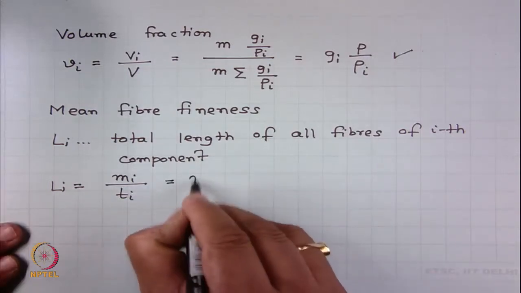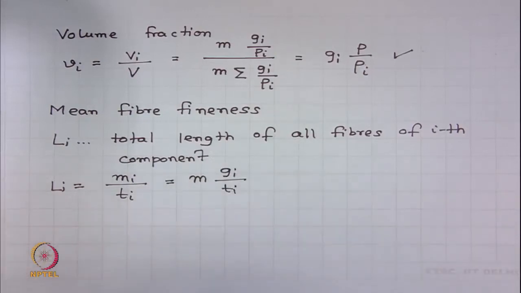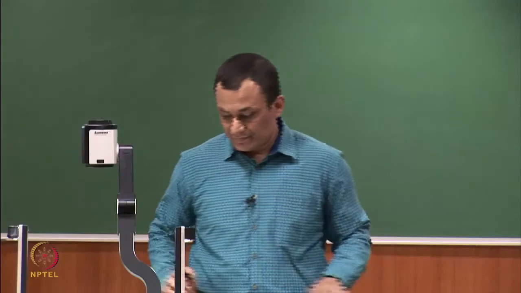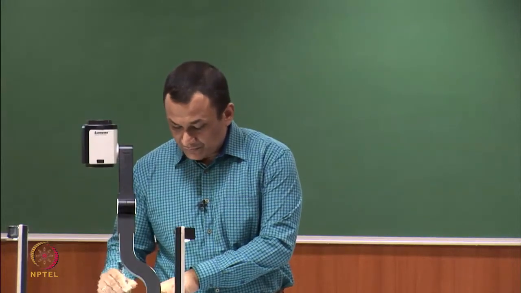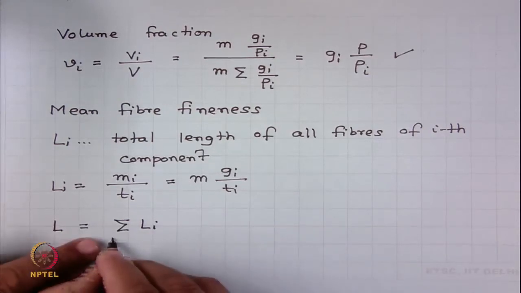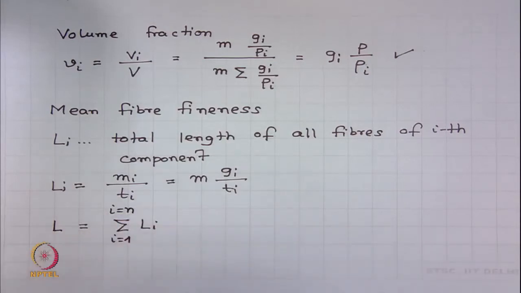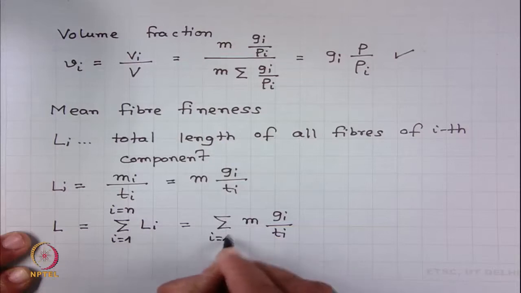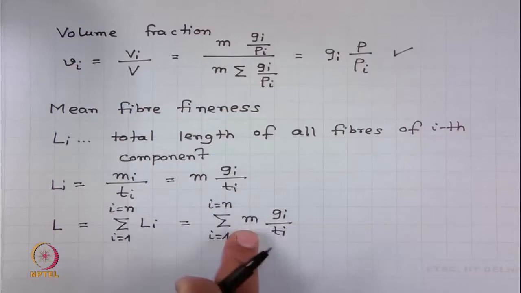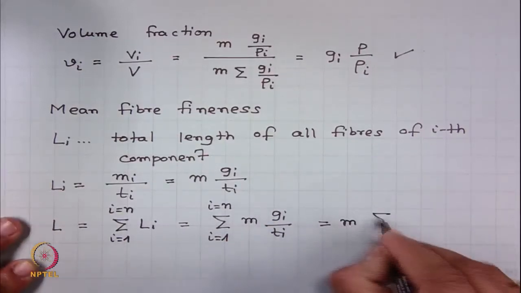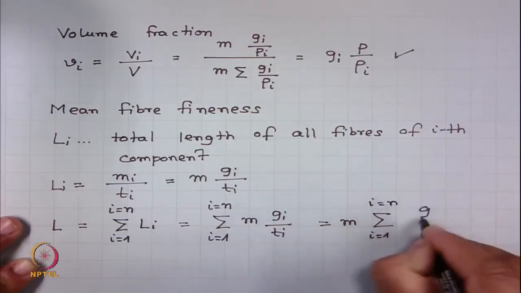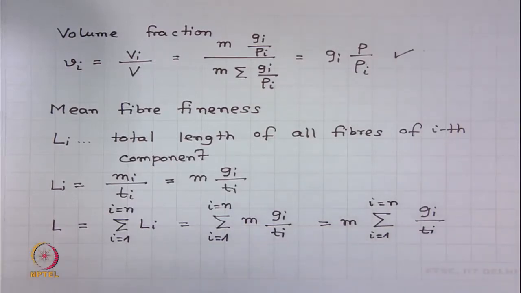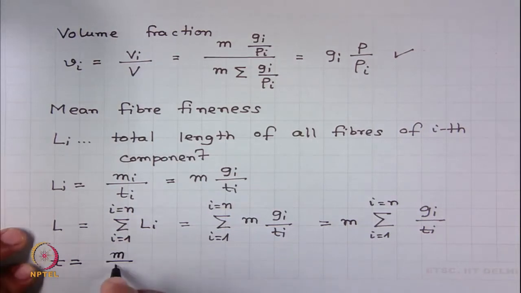Now, what is m_i? M into g_i. So, m into g_i by t_i. What is the total length of all fibers in the blend? Capital L without subscript, that is equal to the summation of L_i, where I from 1 to n. So, the summation of m into g_i by t_i, I is equal to 1 to n. This M is a constant, so we write g_i by t_i. Now, what is the mean fiber fineness T? What is fineness? Mass per unit length. What is the total mass M? What is the total length L? So, T is equal to M by L.